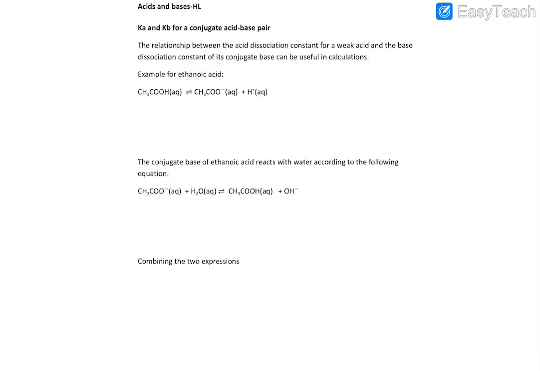Now let's see the relationship between Ka and Kb for conjugate acid-base pairs. So we're taking as an example ethanoic acid. For ethanoic acid, we can write a Ka expression. So pause the video, try to write it down. So you should get this expression.